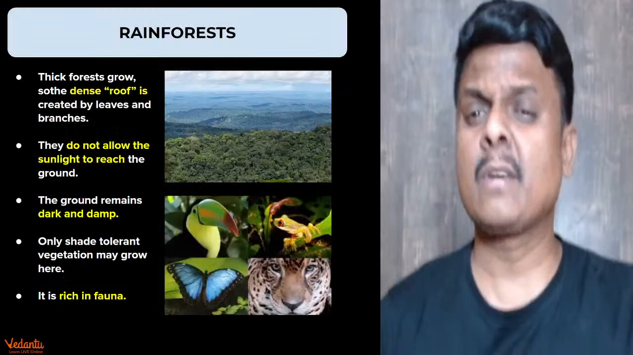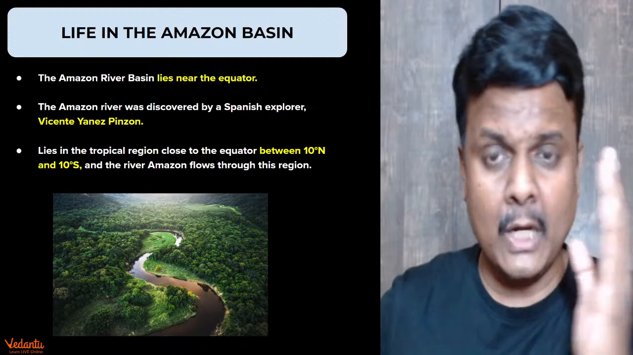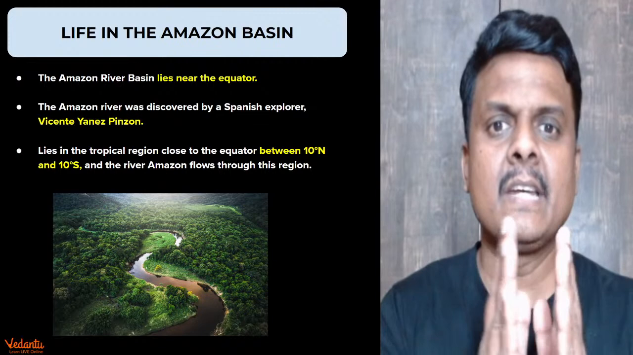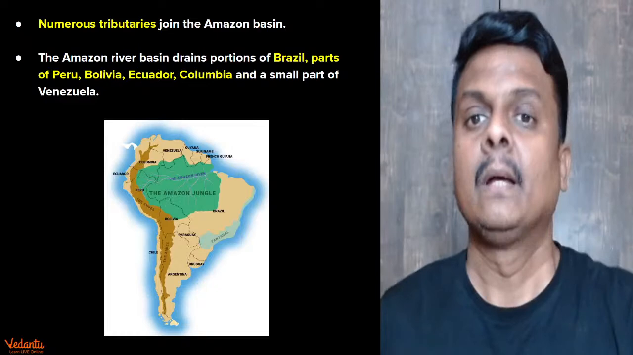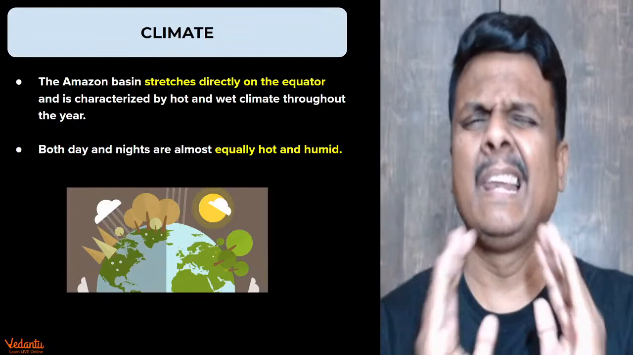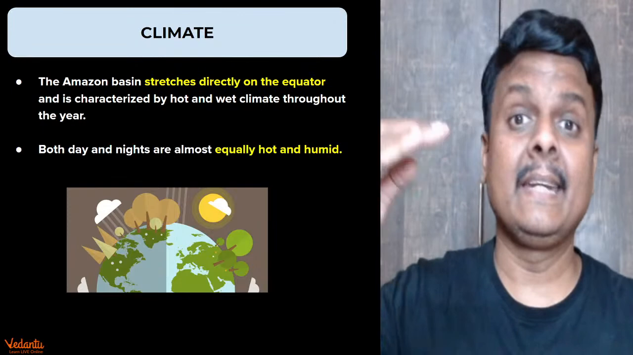Guys, the Amazon basin typically goes near the equator. We are speaking about the tropical and subtropical regions. It was discovered by the Spanish explorer Vicente Yanez Pinzon. It is from the equator, 10 degrees north, 10 degrees south. That's exactly where the Amazon flows. It covers Brazil, Peru, Bolivia, Ecuador, Colombia, and a little of Venezuela. The climate is very hot, humid, and even wet.